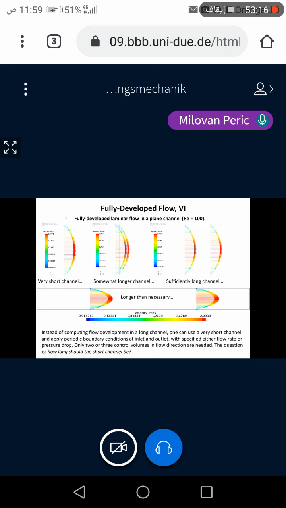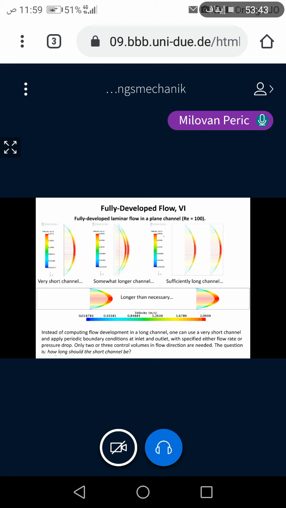It's only a small fraction of the diameter or the height of the channel. And then there is a bit longer one in the middle. The upper right one is a sufficiently long channel, which has the length equal to the height. Or if you have a pipe, the length would be the same as the pipe diameter. And then at the bottom is one which is longer than necessary.